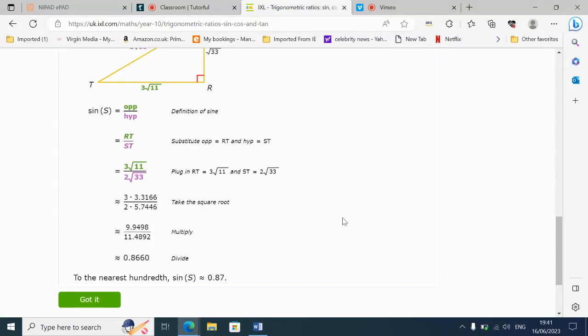Take the square root. I got the same one. So what did you type into your calculator? I wrote 3 square root then 11. Okay, and what did it give you? 3.3166 and then 2479 and then some other different numbers. Okay, do the same for 2 square root 33.